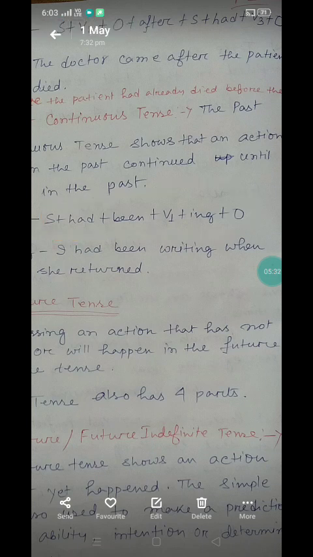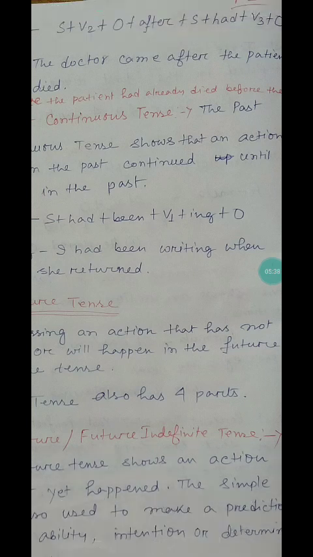So you see, I had been writing when she returned. I subject, then had, according to the formula I have written. After that, been according to the formula, then write, it is the V1, and ing with it both together have made writing. After that, when she returned, it is the object. So here we can see my writing was going on until another time, and that time is her returning.